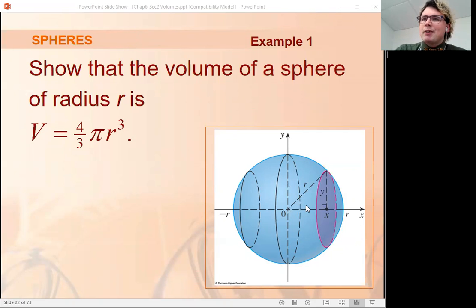So let's actually integrate this area function to calculate the volume of a sphere. We picked a sphere because we already know its volume formula, but that'll let us double check that the integral worked correctly. Lets us fine tune our method.